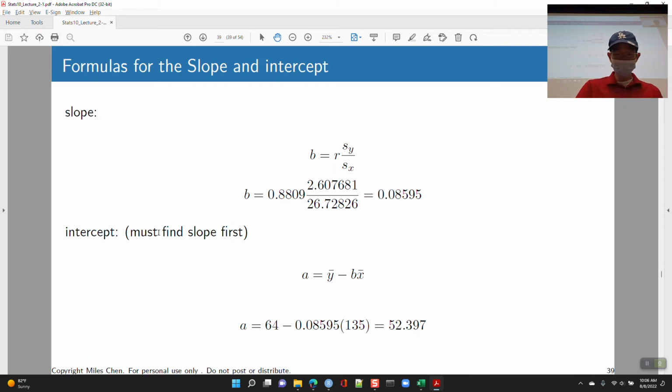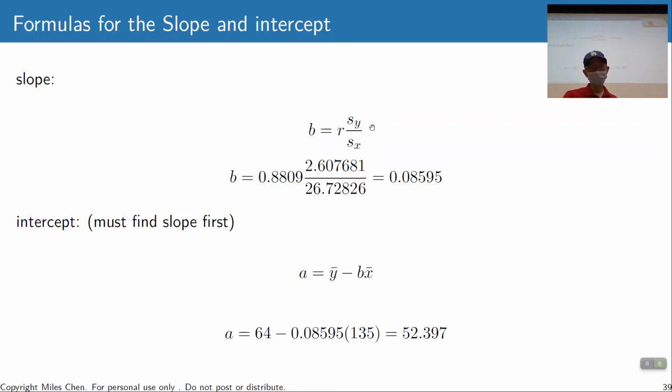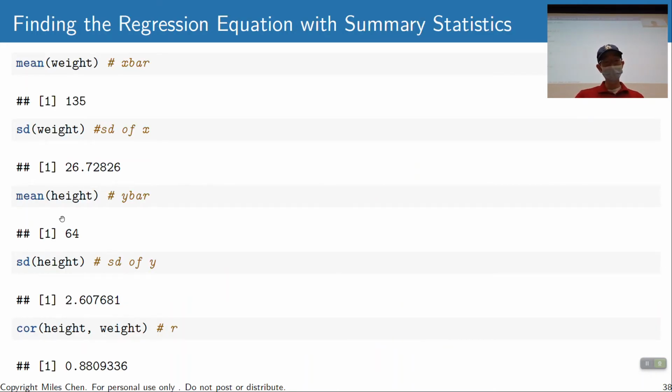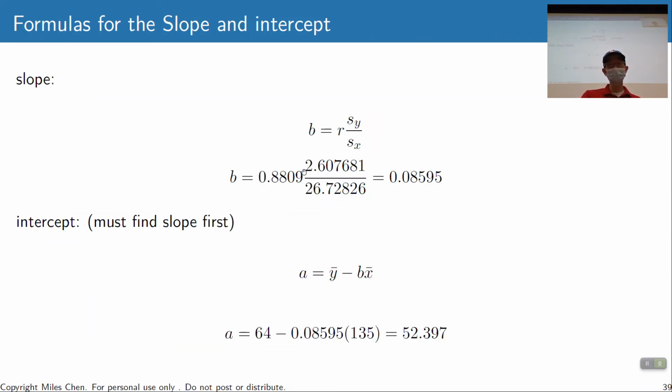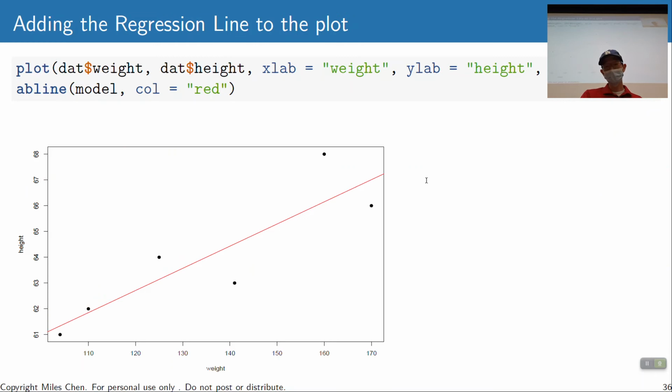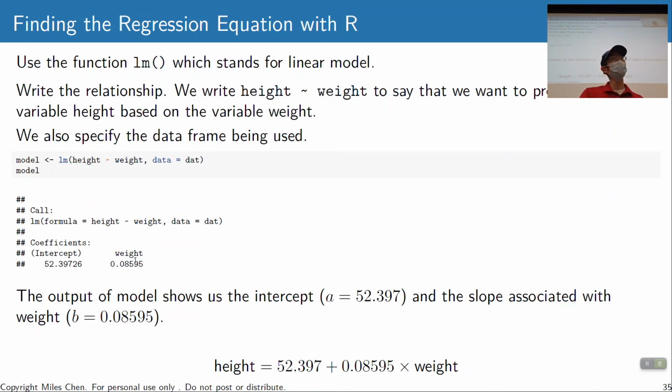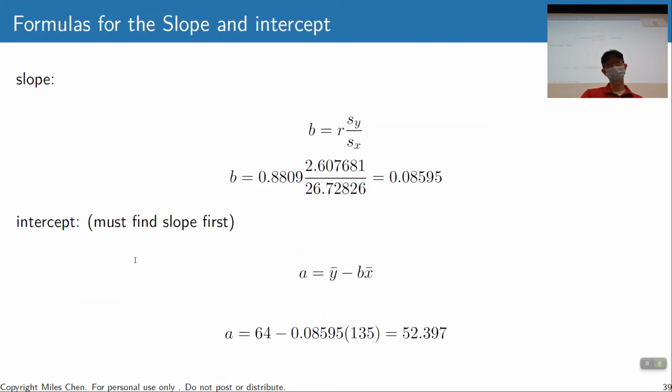All right, well, anyway, once you get those numbers, it's just a matter of plugging them into this formula, okay? Your formula for the slope is the correlation, 0.8809, times the standard deviation of y divided by the standard deviation of x. So 0.8809 times 0.2607681, which is what we have here, divided by the standard deviation of the weight of x, 26.72826. So I plug that in. I get 0.08595, which is exactly the slope that was output by the computer, 0.08595. All right, that's how you get the slope.